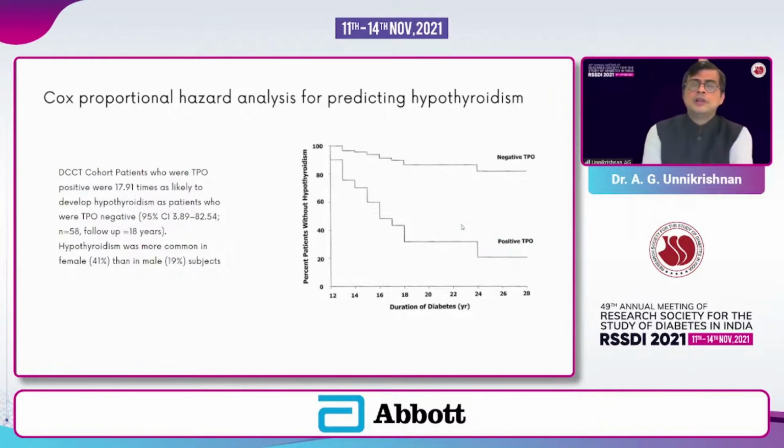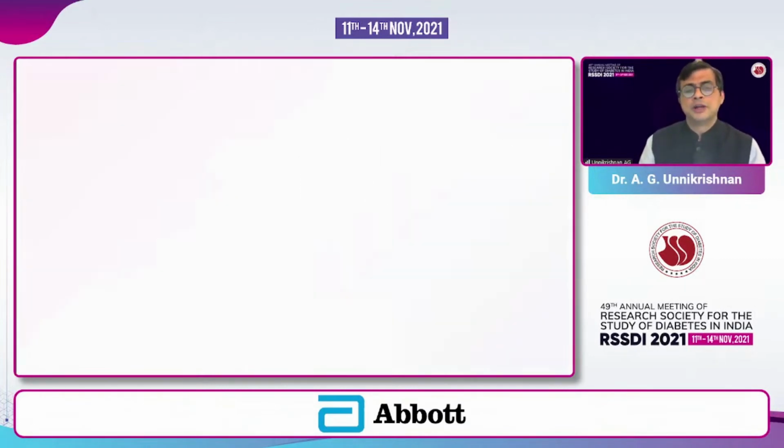So if you look at the normal adult population, the TPO antibodies double the risk of progression to hypothyroidism. But if you look at this DCCT cohort of type 1 diabetes, DCCT subjects who are TPO positive had a 17.9 times risk. So in the normal population, there is a twofold increase with anti-TPO, but in the type 1 diabetes population, there is a 17-fold increase in hypothyroidism with anti-TPO compared to anti-TPO negative people. And you can see that this was statistically significant, and hypothyroidism was more common in women. So just to show you that in type 1 diabetes, TPO is a very strong predictor of hypothyroidism.